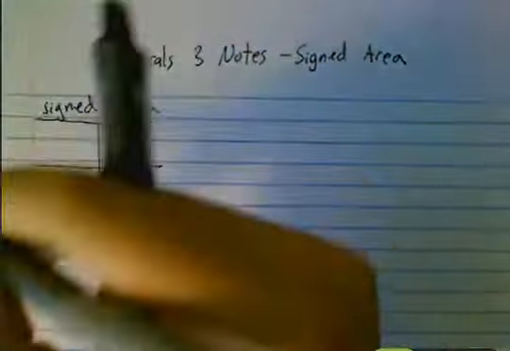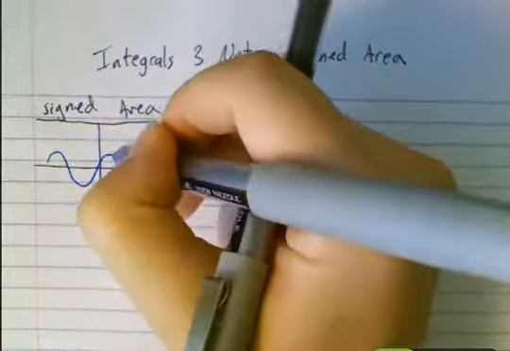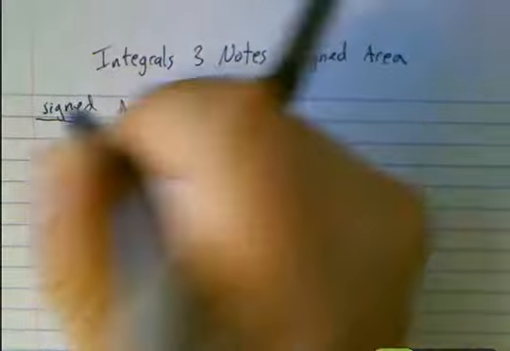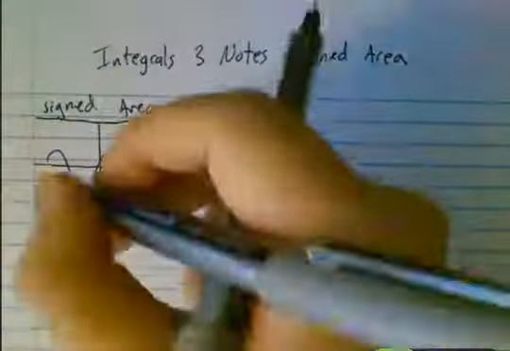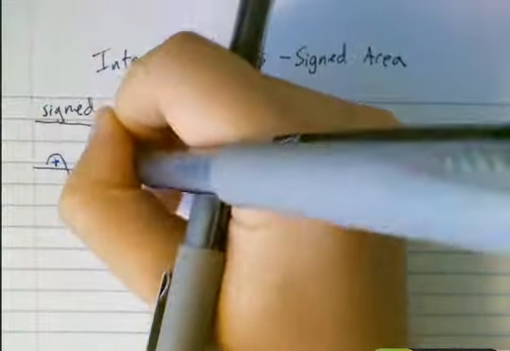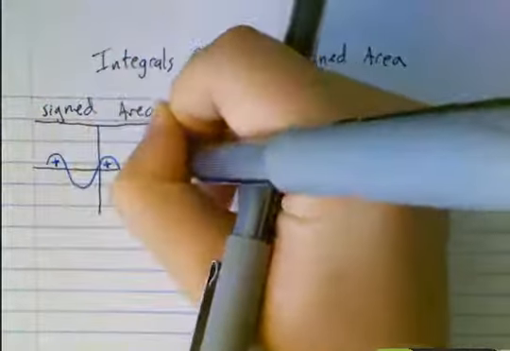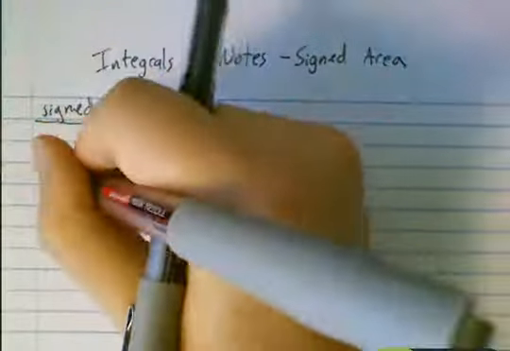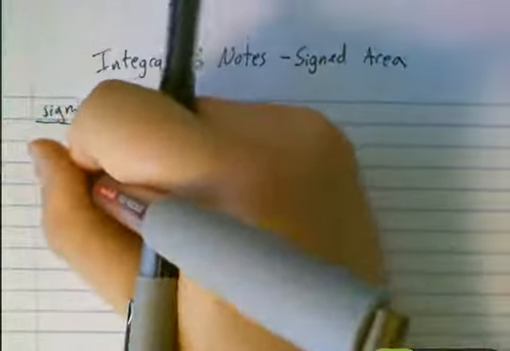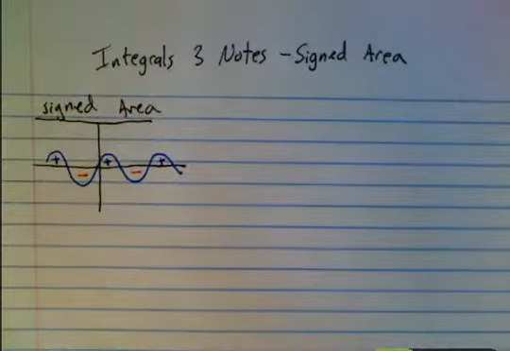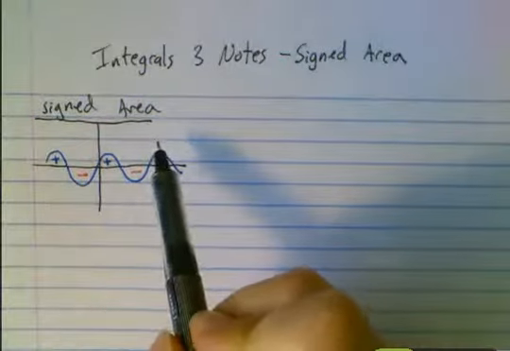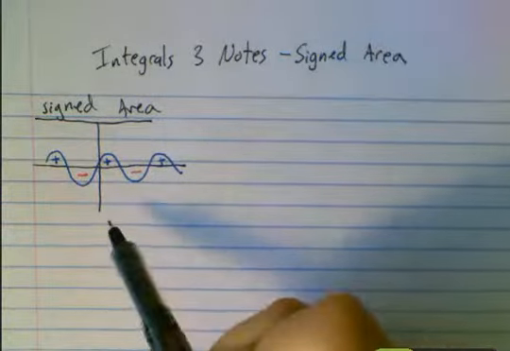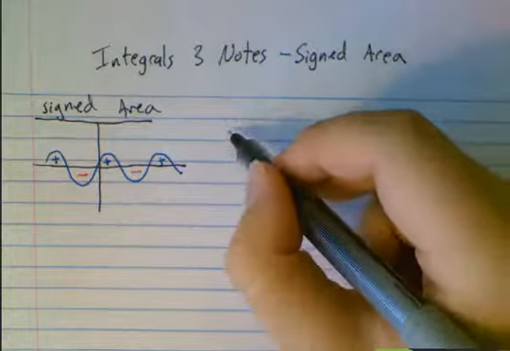Say we have some function going like that. Any area above the x-axis is positive. Any area below the x-axis is negative. It does not matter which side of the y-axis the area is on, only which side of the x-axis. Let's write that.